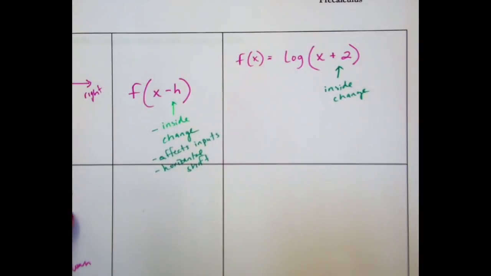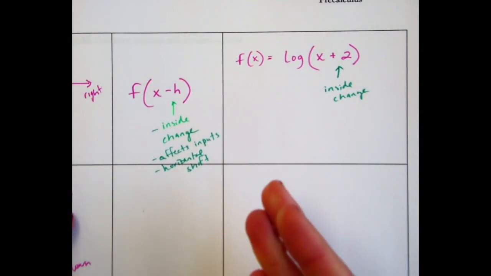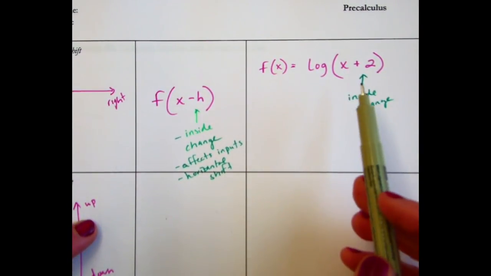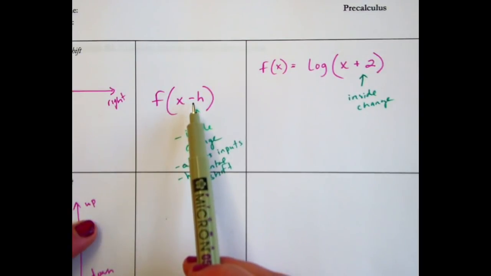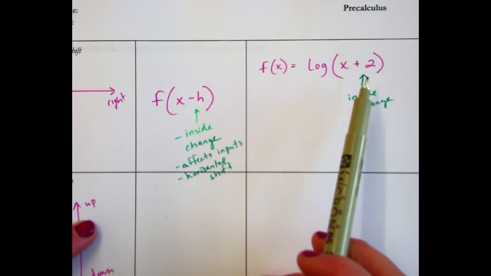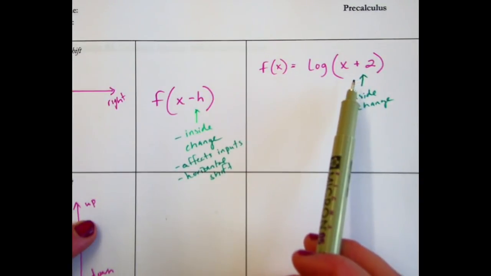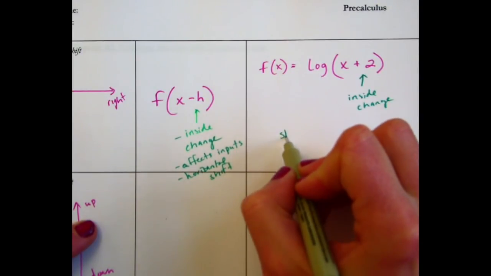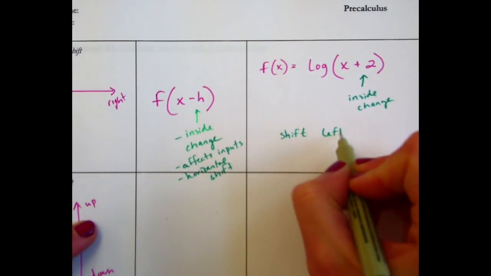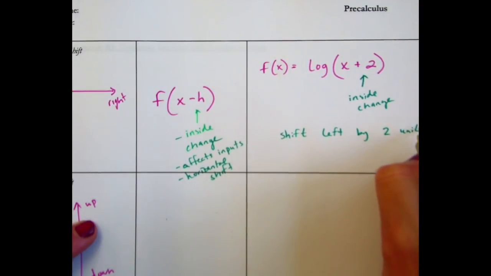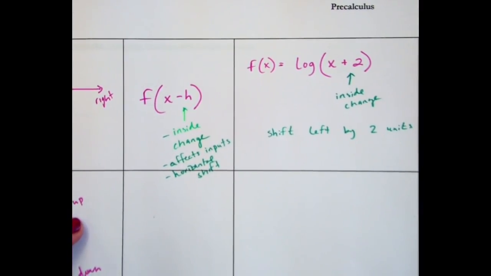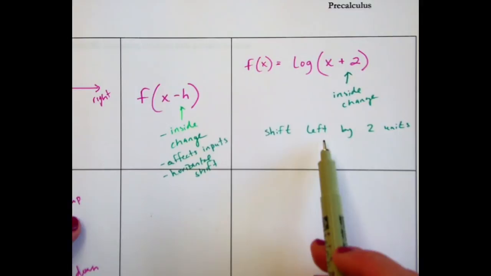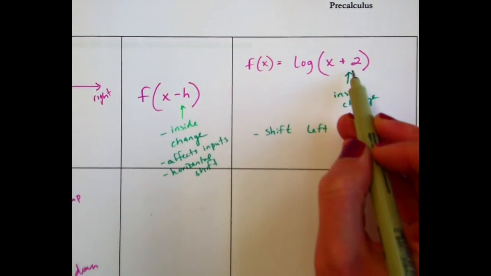So I know it's going to impact the inputs. It's going to result in a horizontal shift. And I'm going to say, okay, because it's a positive 2, there's a negative here. So I know it looks like a positive 2, but it's actually a negative 2 because the negatives canceled out. So that means it's going to shift left by 2 units. So it's the log function, but it's shifted left by 2 units. That's the important transformation because we have a 2 inside the parentheses.